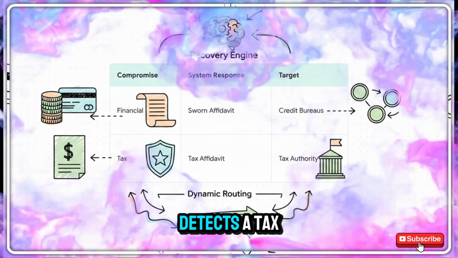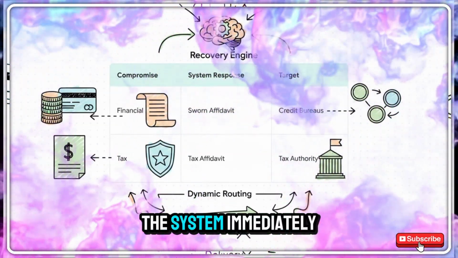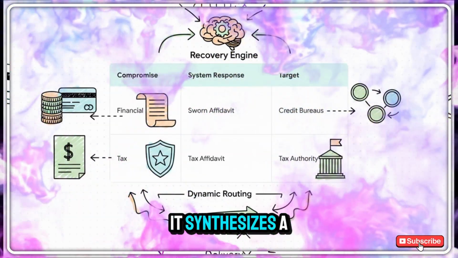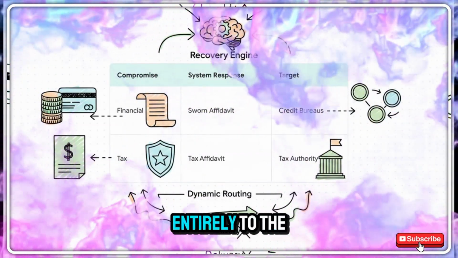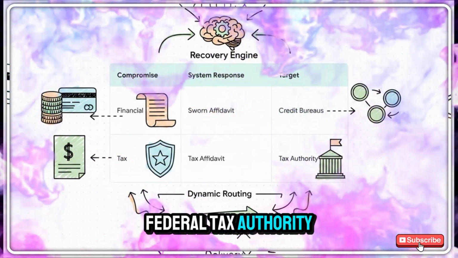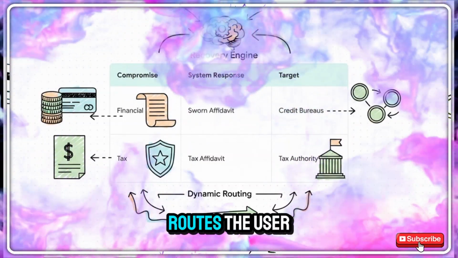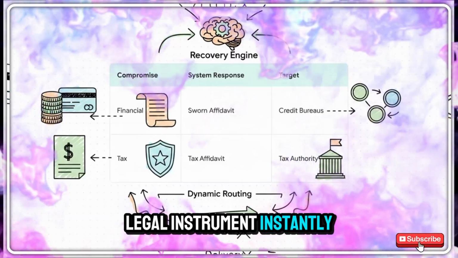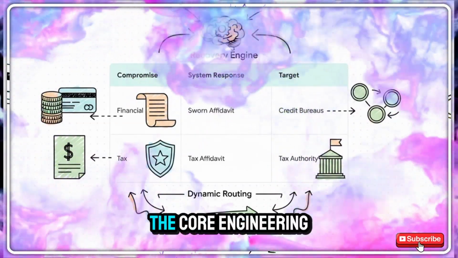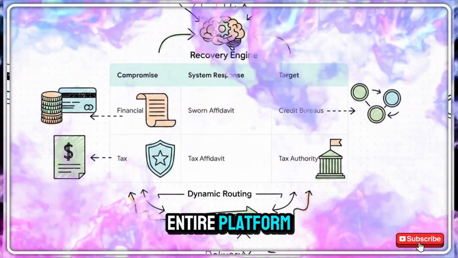But if it detects a tax identity compromise, the system immediately pivots. It synthesizes a specific tax affidavit, and the target action entity shifts entirely to the federal tax authority. The architecture dynamically routes the user to the correct jurisdiction and the correct legal instrument instantly. This adaptability is for sure the core engineering feat of the entire platform.